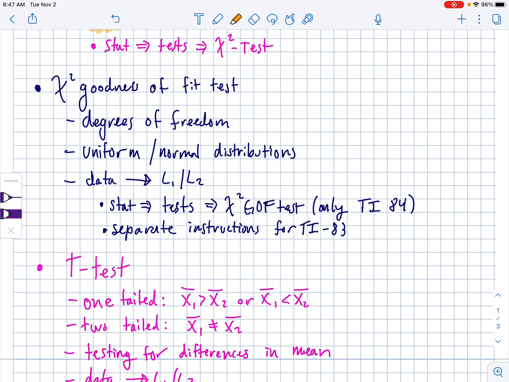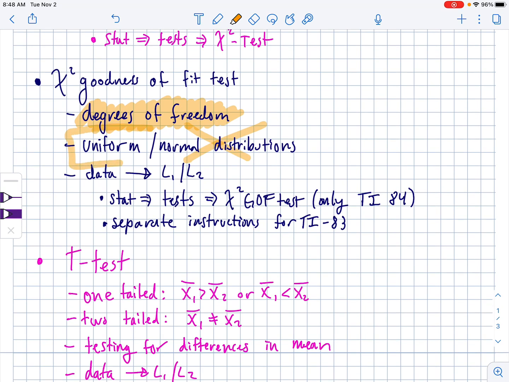Next up, we did the chi-squared goodness of fit test. This also had degrees of freedom, but it was a slightly different formula for degrees of freedom. It was just the number of data types minus 1. This test is for uniform or normal distributions, but because we're going to do normal distributions in Chapter 7, I think we're going on record as saying we won't do the normal one. We will only do a uniform distribution problem.